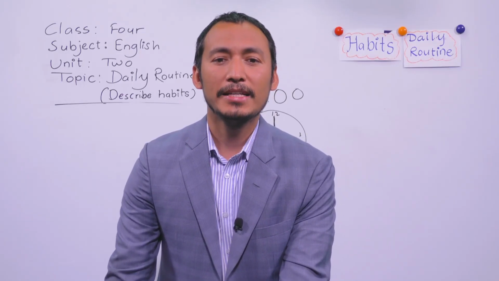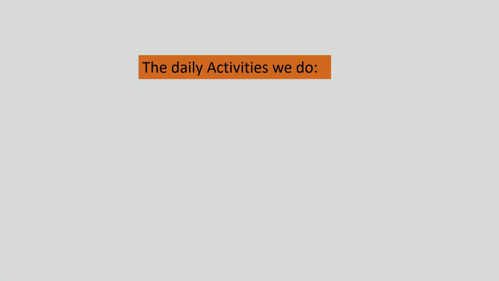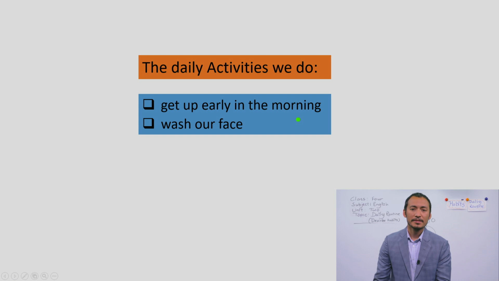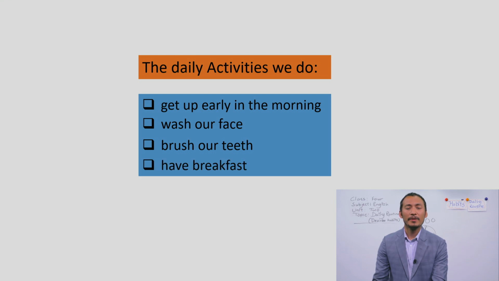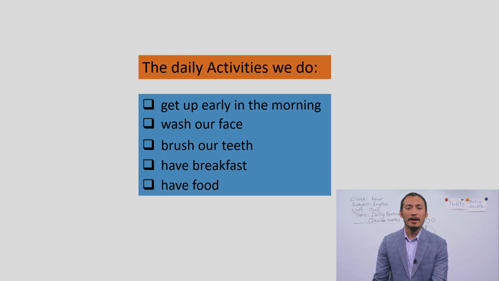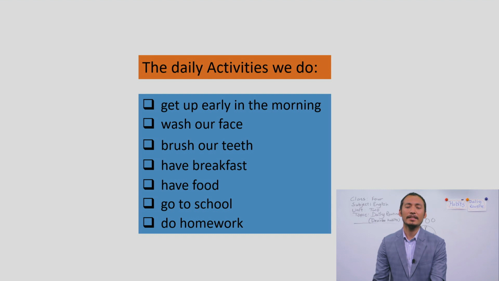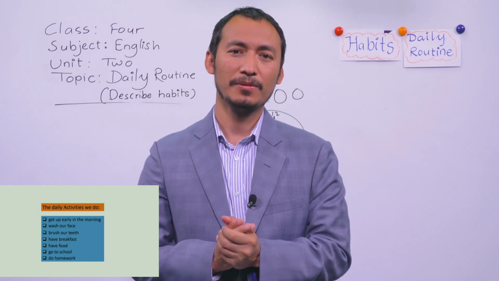Now, let's write it in your notebook. Okay? The daily activities we do, you can write like this. Can you read it? What you do is get up early in the morning. You can write the time here at 6 or 7. We wash our face. Then we brush our teeth. We have breakfast, have food, go to school, and do homework, and so on, right? These are some examples of daily activities or daily habits you do.